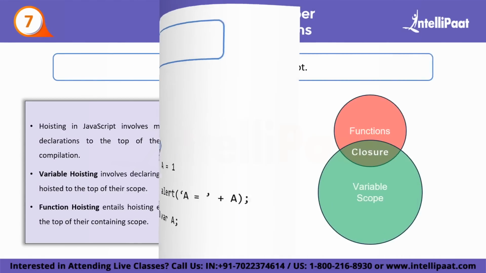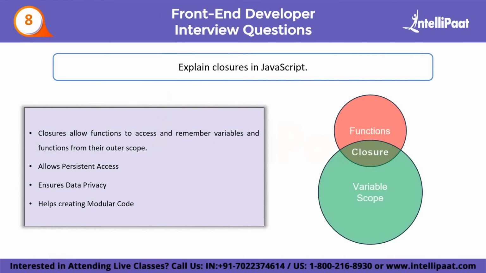Moving on to our next question. Explain closure in JavaScript. The answer to this question is, closures are a function's ability to access and remember the variables and functions from its outer scope, even after the outer function has finished executing. They are a crucial concept in JavaScript for maintaining data privacy and creating modular code.